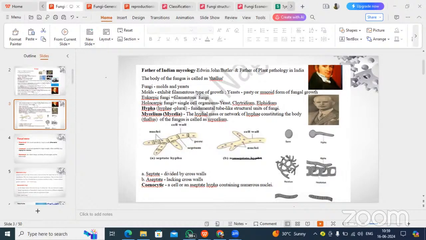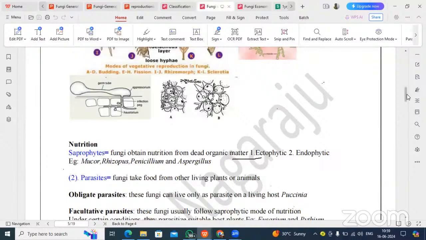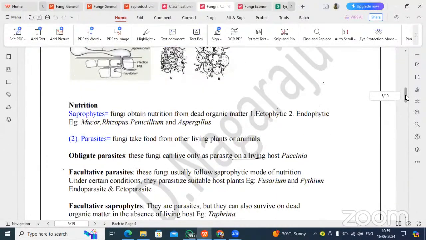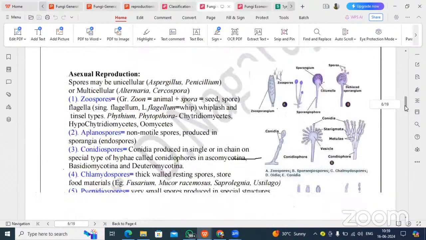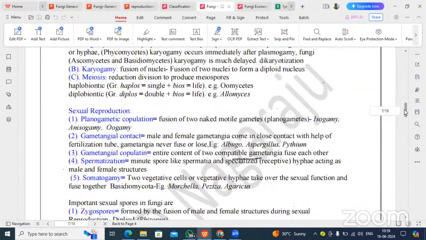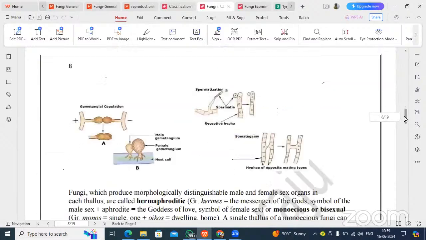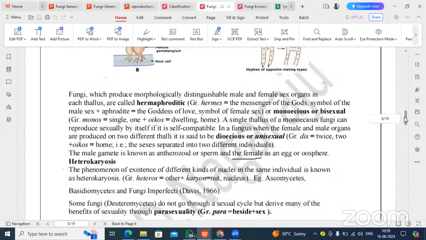Homothallism and heterothallism. Homothallic and heterothallic.